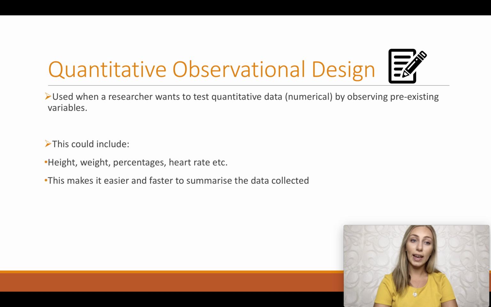Okay, so the second investigation design that we'll be looking at is quantitative observational design. This is used when a researcher wants to test quantitative data by observing pre-existing variables. So we are looking at numerical data and also pre-existing variables, which I will explain further in a little bit. This numerical data could include height, weight, percentages, heart rate, etc. Now, because we are using this numerical data, it actually makes it easier and faster to summarize and collect the data.